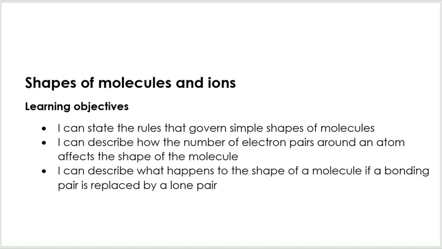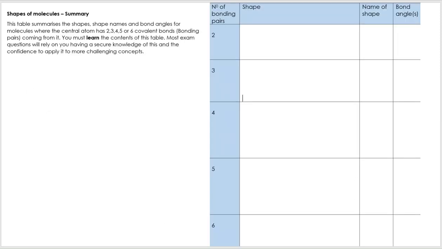So we start with the objectives. We need to know what the rules are that help us to determine the shape of simple molecules. We need to describe how electron pairs around an atom affects the shape of the molecule, the number of those, and we also need to know what the difference is between the impact of a bonding pair and a lone pair. And in the first instance, this table is very, very important.